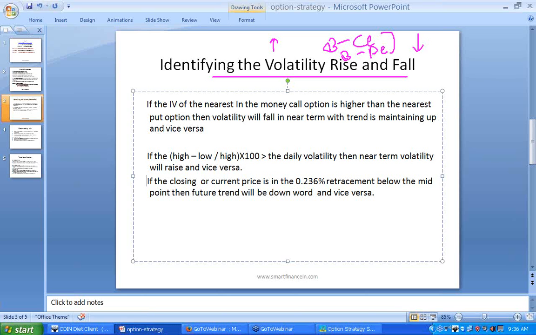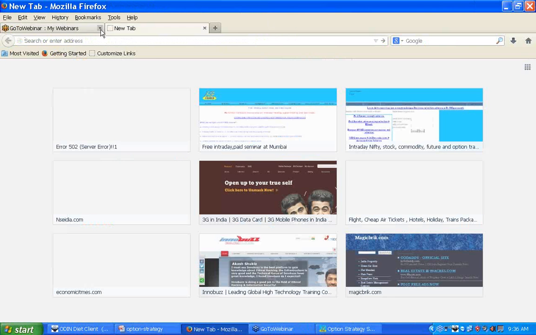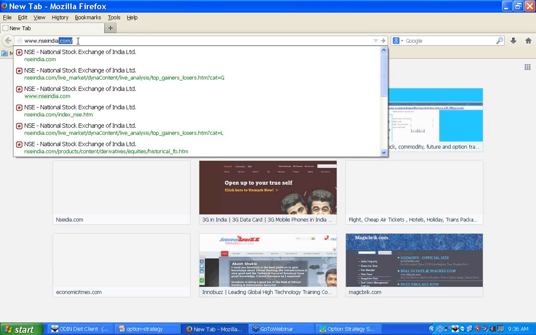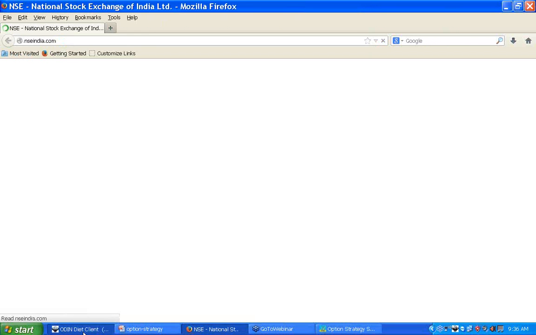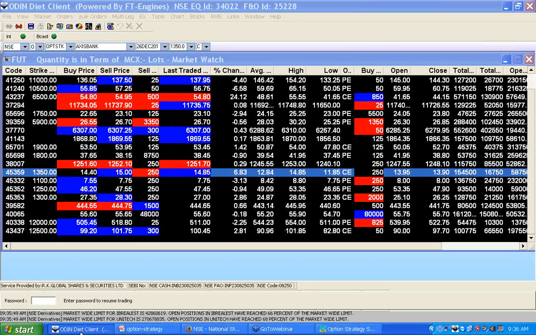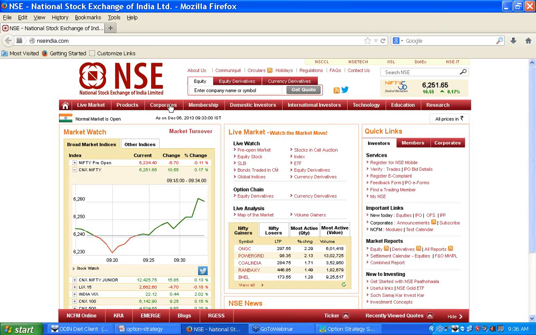So I have told you two volatility related things, with respect to IV and volatility. Let us see. First we will see that part. Let me go to the NSE site, NSE India. We will form fantastic strategies for this month to take some benefit out of that.